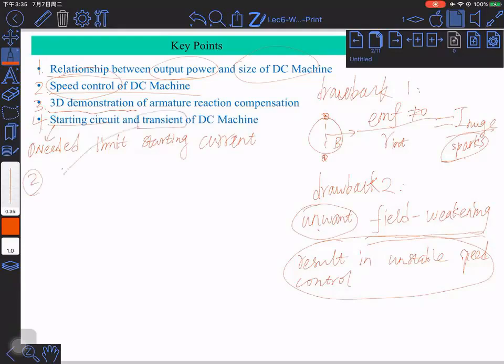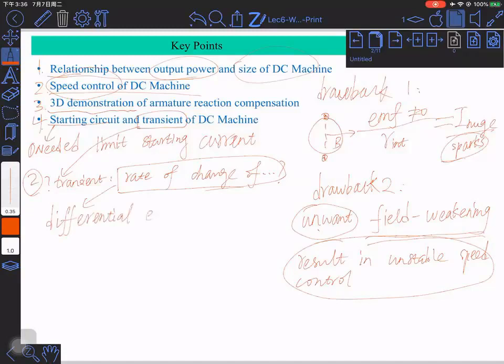As for the transient, what does it mean? When we talk about transient, basically we are talking about the rate of change of something, right? Because with the rate of change, you create the variation. It might be the rate of change of the speed or the rate of change of the flux or something, but there will be a rate of change. And because of the presence of the rate of change of something, we have the differential equations. And by finding the differential equations, we can figure out what is happening when we suddenly change the torque or the current of the system.